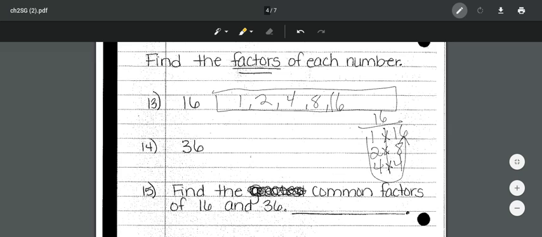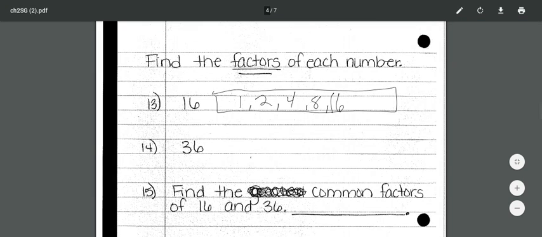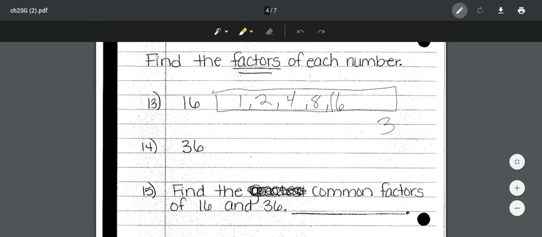Okay, now 36 is a little trickier because 36 has a lot of factors. So what we're going to do, I'm going to erase these so I have a little bit more room. And then I'm going to say 36. Okay, for some reason it didn't want to hang out with me.